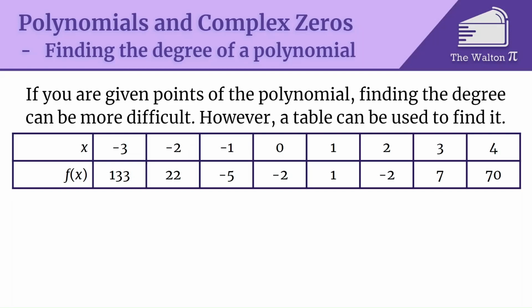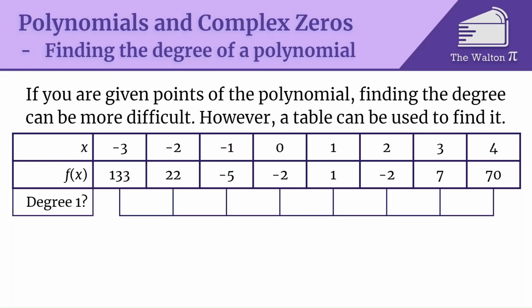This is the plot that matches up with a polynomial, but we're trying to figure out what the degree of this polynomial is. What we can do is look at, is this degree 1? So remember, if it's degree 1, then the average rate of change is going to be the same. So when we go through and calculate that just by looking at the differences: to go from 133 to 22, we have to subtract 111. To go from 22 to negative 5, we subtract 27. And so we can check and see if they're all the same. That would tell us it's probably degree 1. In this case, they're not.